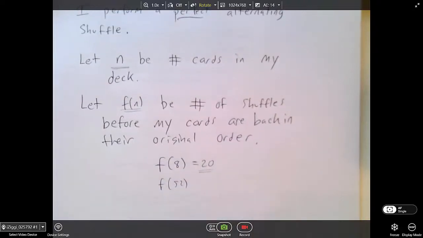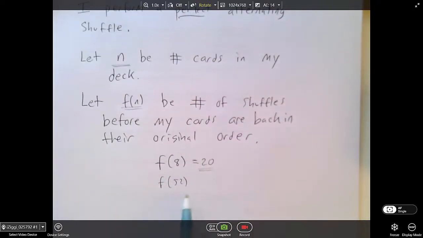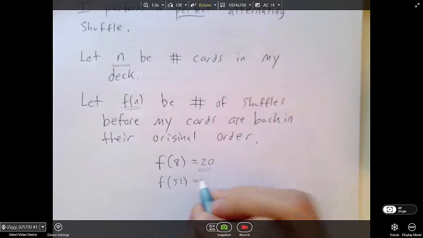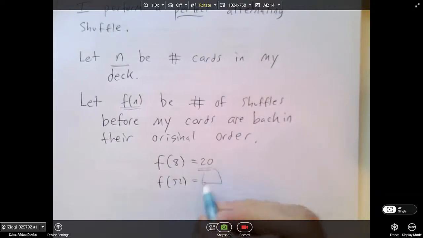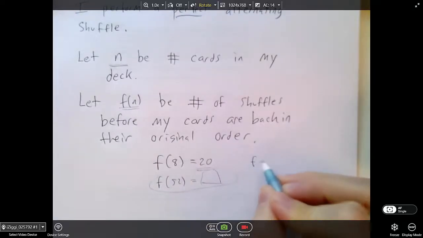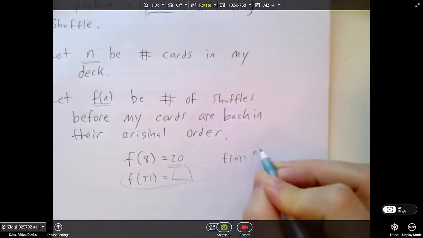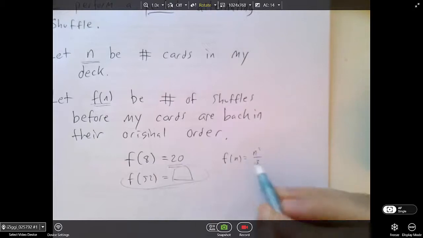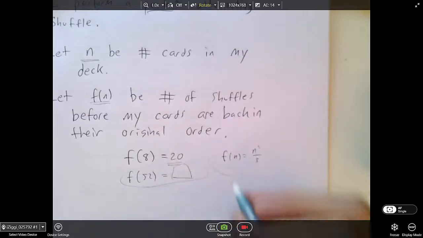What I really want to know is what is f of 52. So if I've got a 52-card deck and I'm performing perfect shuffles, how many? And that's kind of an interesting question to figure out. It turns out that this is a very tricky question. And it would be nice if we had a nice equation for our answer, like f of n equals n squared over 3, or whatever it is. I mean, clearly that's not going to be it, because this isn't going to give us integers, and we need the number of shuffles to be integers.